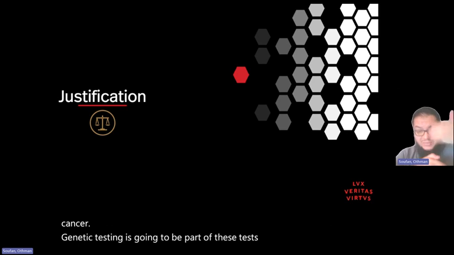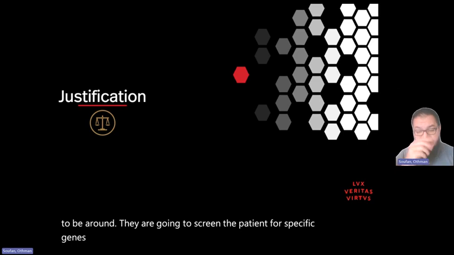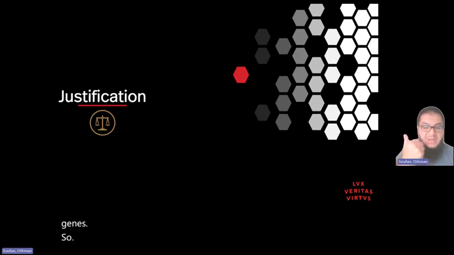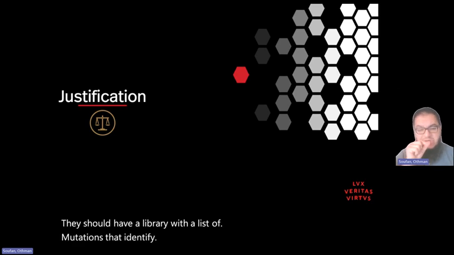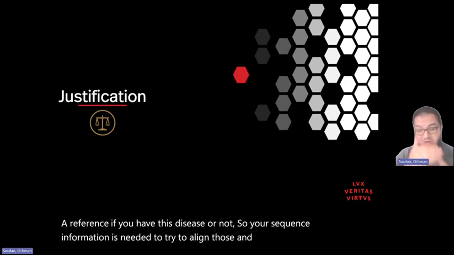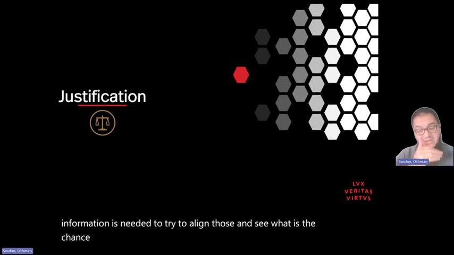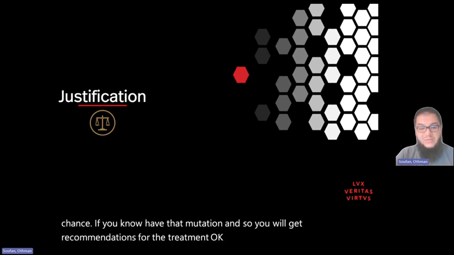So for genetic testing to be done, they're going to screen the patient for specific genes. They should have a library with a list of mutations that identify a reference for whether you have this disease or not. So your sequence information is needed to align to those and see what is the chance that you have that mutation, and so you will get recommendations for the treatment, and so on and so forth based on that.